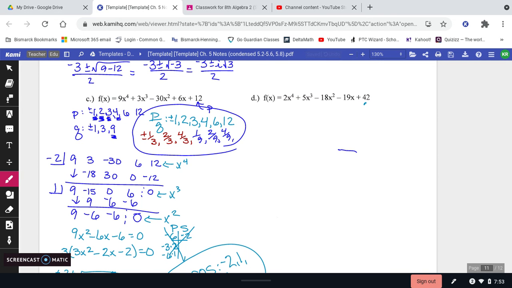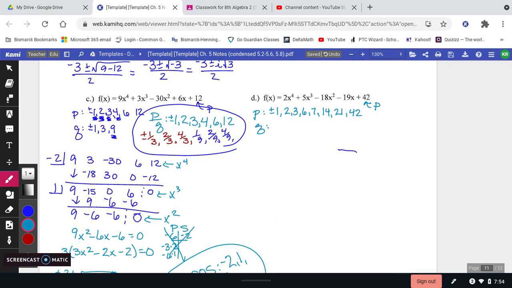So let's do our P's and Q's. So P's are going to come from 42. Sorry, let me write down that these are my p's. Okay, so my p's are going to be 1, 2, 3, 6, 7, 14, 21, and 42.